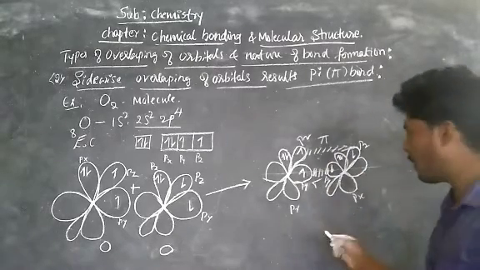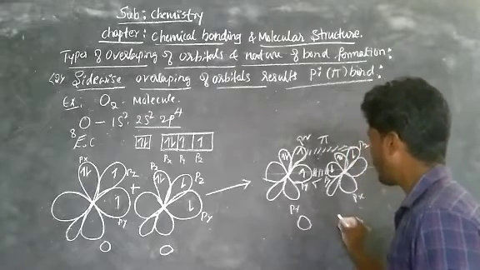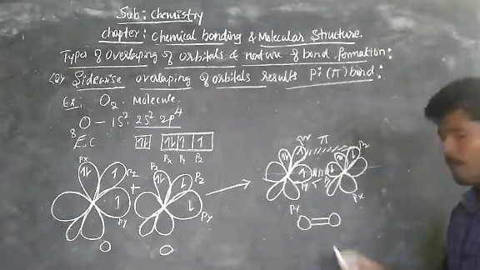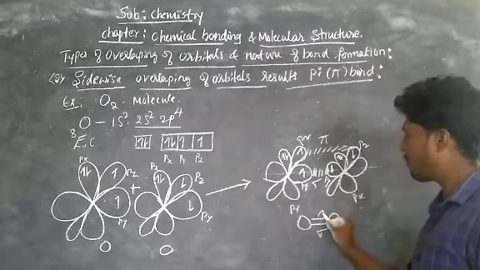So you get an oxygen molecule, that is divalent oxygen and oxygen. Between these two, how many bonds are formed? 2 bonds. Among these two, one is sigma bond, one is pi bond.